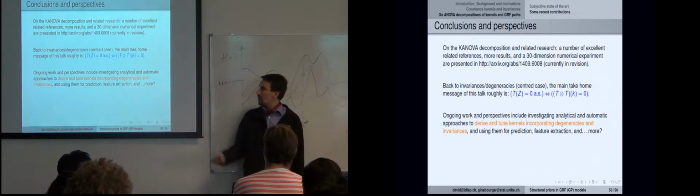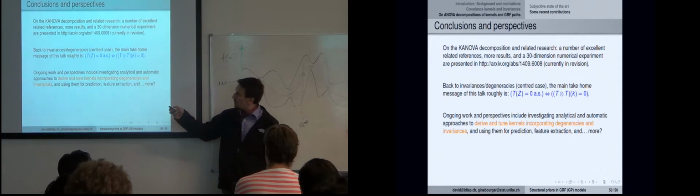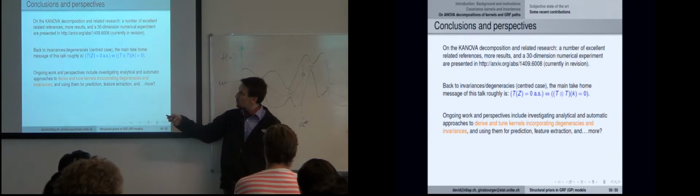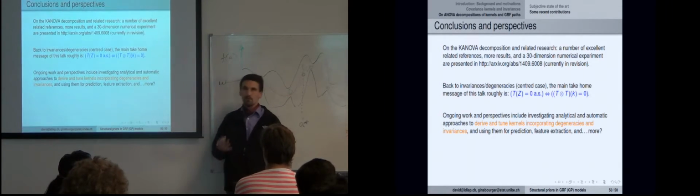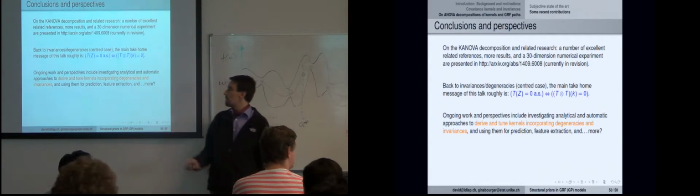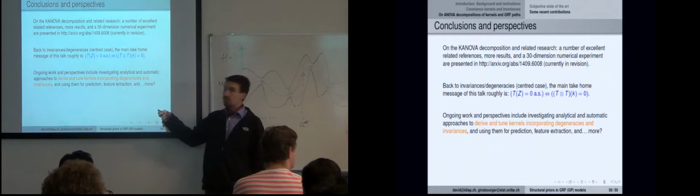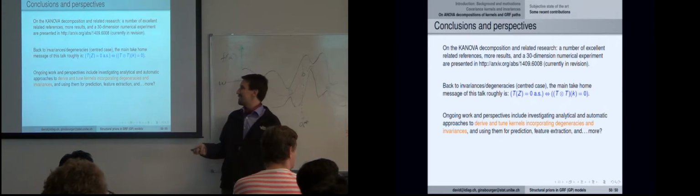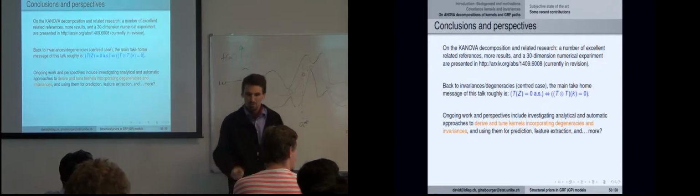And finally, the ongoing perspectives include investigating analytical and automatic approaches to derive and tune kernels that incorporate degeneracy and invariances. For instance, doing an ANOVA decomposition where you estimate the different terms, using them for prediction, feature extraction, and maybe more. It will depend on you, probably.